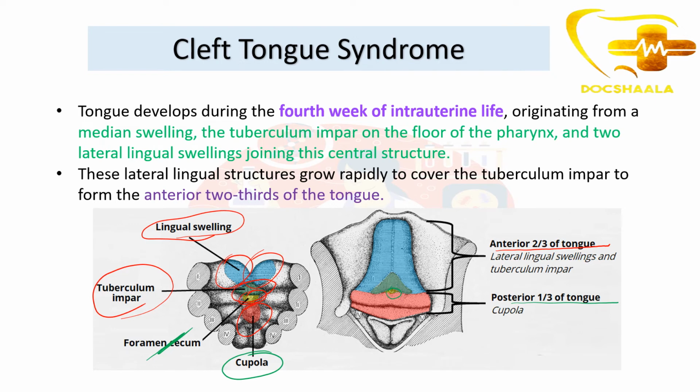The tongue develops during the 4th week of intrauterine life. This is very important. It develops in the 4th week of intrauterine life, originating from the median swelling, the tuberculum impar, on the floor of the pharynx, and also the two lateral lingual swellings joining the central structure. These lateral lingual swellings grow rapidly to cover the tuberculum impar to form the anterior two-thirds of the tongue, as you have seen before.